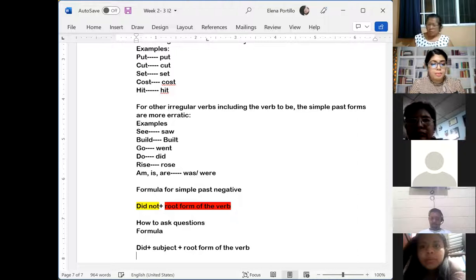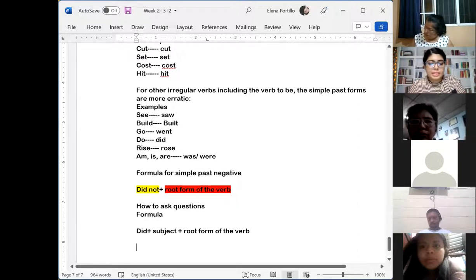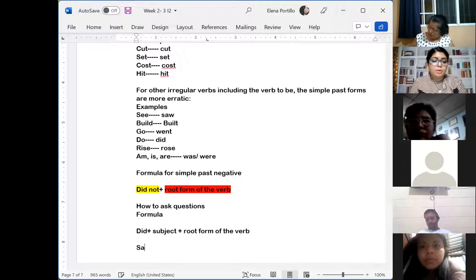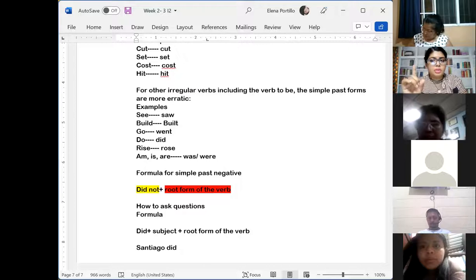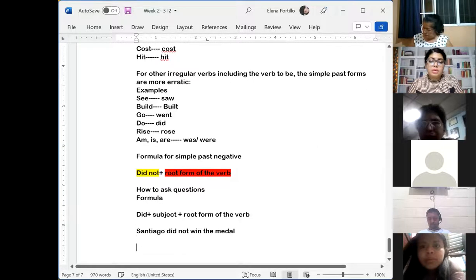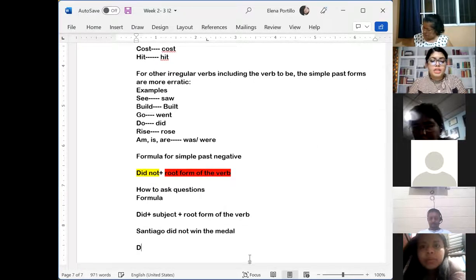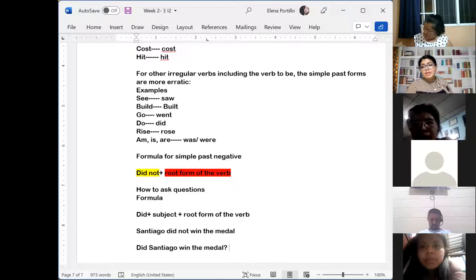And we have the example. We can do it like this. Santiago, in this case, we are going to do it negative, did not win the medal. And for the question, we are going to change. Did Santiago win the medal? So in this case, the auxiliary goes at the beginning of the sentence to create the question.